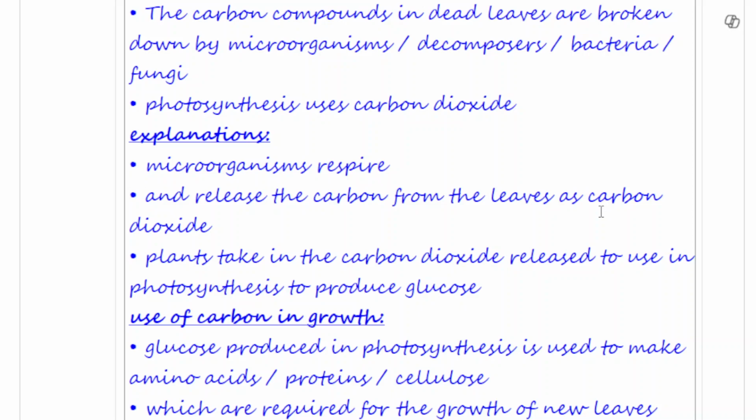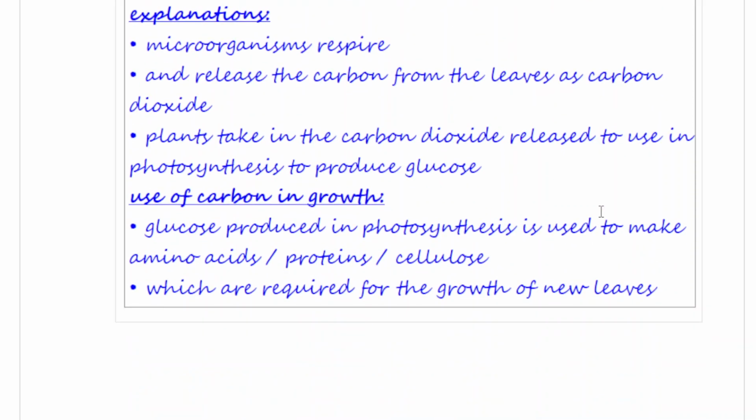And how is the carbon actually used? Glucose produced in photosynthesis is used to make amino acids, proteins, cellulose, which are required for the growth of new leaves.